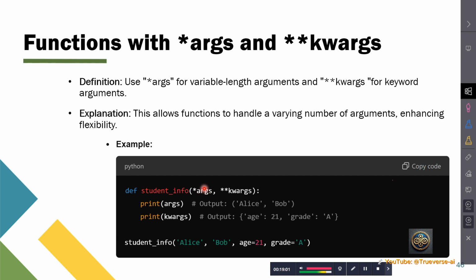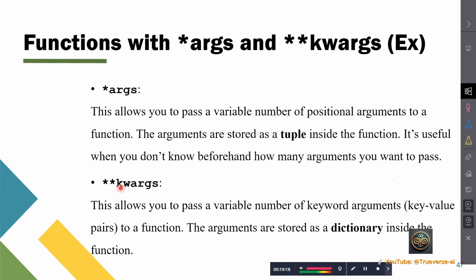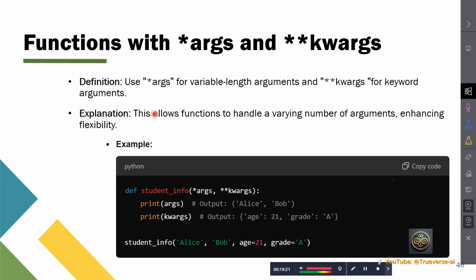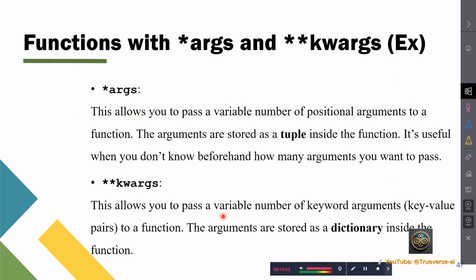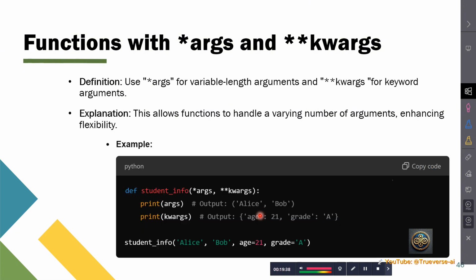So when you use this one, it means in your function you can use many arguments. This is the advantage. And when you use **kwargs for keyword arguments, you are allowed to pass a variable number of keyword arguments, key-value pairs, like a dictionary. Remember, the arguments are stored as a dictionary. So this one is based on the tuple, and this one is based on the dictionary.